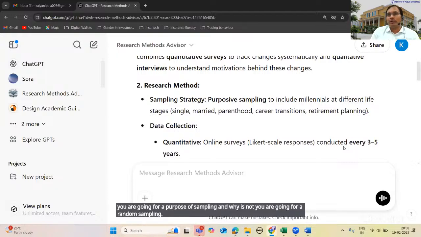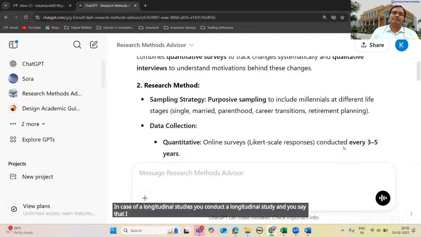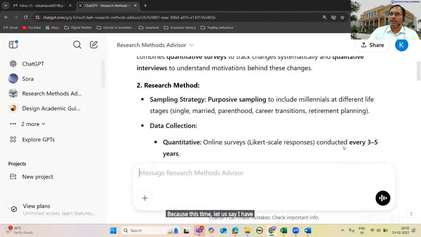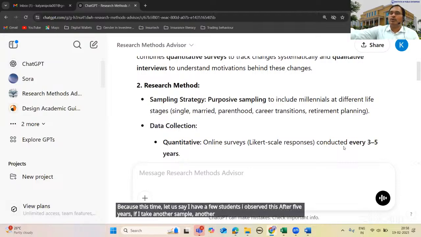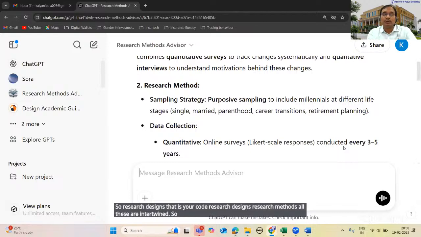In the case of a longitudinal study, if you conducted a longitudinal study and say that you did a random sampling, no, it's a blunder. Because this time, let us say I have a few students, I observed them. After 5 years, if I take another sample, another 5 students whom I never taught, then you will get two completely different, contradicting opinions. So research designs, research methods, all these are intertwined. So you have to pay attention to it.